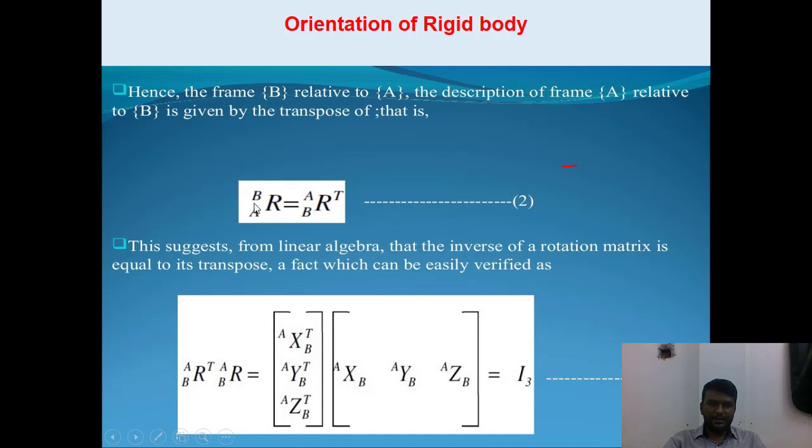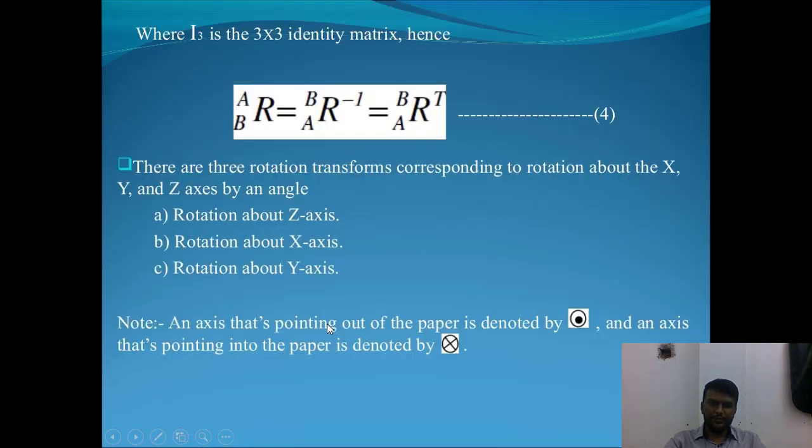Here the basic algebra is that this orientation matrix can be transposed. R is the rotation matrix, and A and B are the frames. So the rotation of A relative to B equals the transpose of the rotation matrix of B relative to A. The transpose of R of B relative to A is equal to R of A relative to B. So that is the same. If you find the inverse also, we get the inverse just by transposing the matrix.